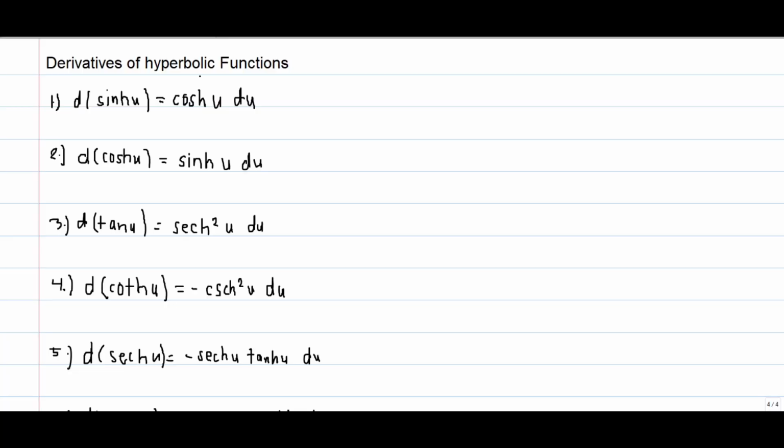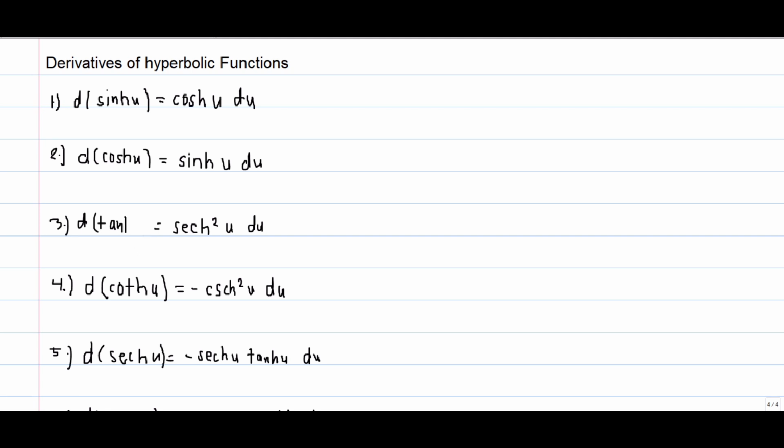Let's discuss examples of derivatives of hyperbolic functions. First, we all know the formulas for derivatives of hyperbolic functions. The derivative of sinh u is equal to cosh u du. And the second is the derivative of cosh u, which is equal to sinh u du.